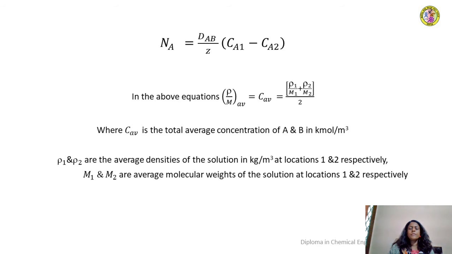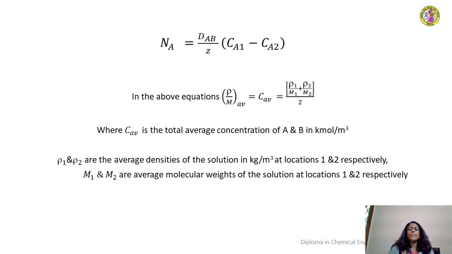It is of the form: the flux is equal to coefficient into concentration difference. The coefficient in this case is DAB divided by z. The concentration difference is in the form of CA1 minus CA2. So as I said in the beginning itself, the total concentration can be written as C average, which can be expressed as the average ratio of density to molecular weight of the solution at location 1 and 2.